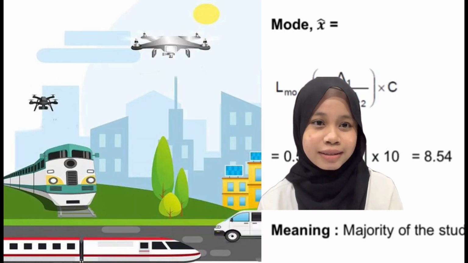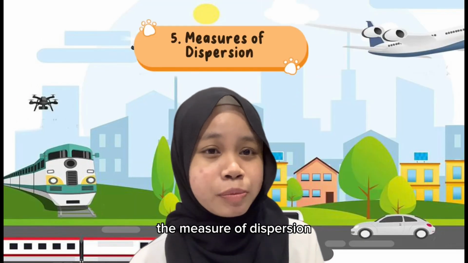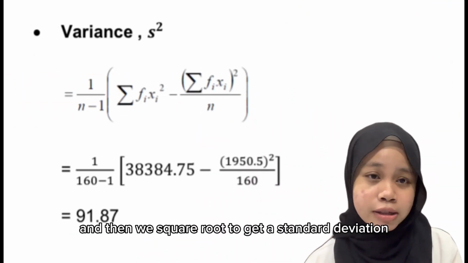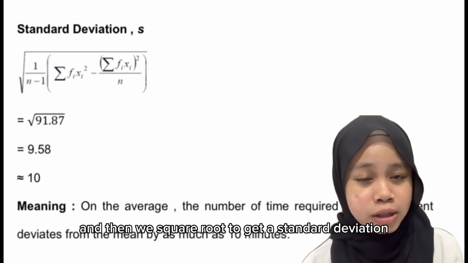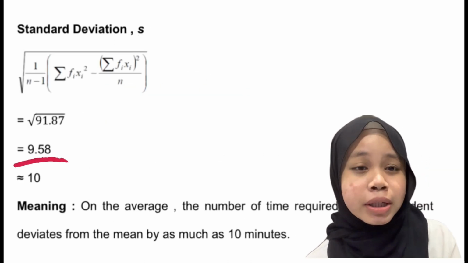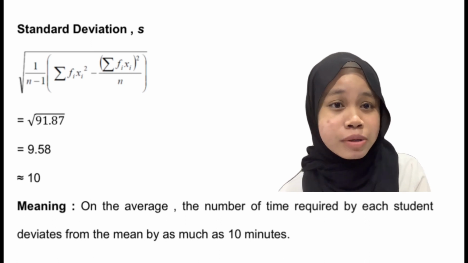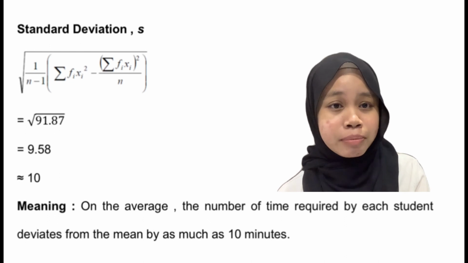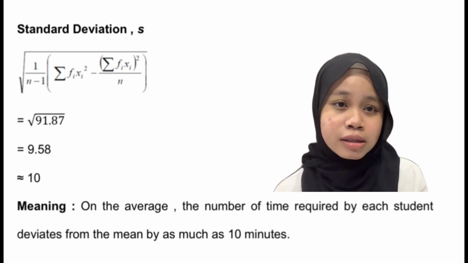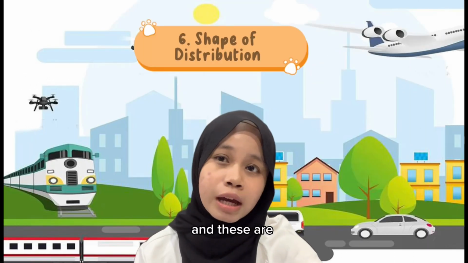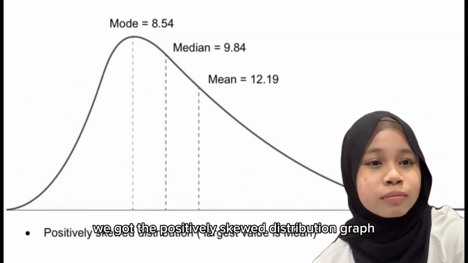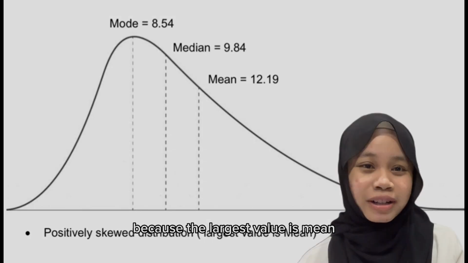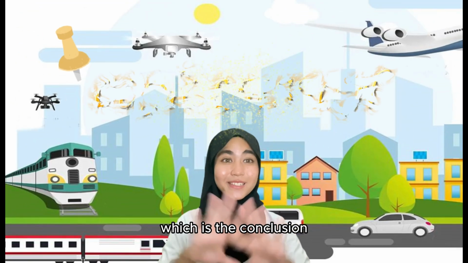And then we move on to the measure of dispersion. And we got the variance value, which is 91.87, and then we square root to get the standard deviation, and then we got 9.58, meaning that on the average, the time spent for UiTM students to arrive to their class deviates from the mean by as much as 10 minutes. And this is the shape of distribution graph. We got the positively skewed distribution graph because the larger value is the mean.